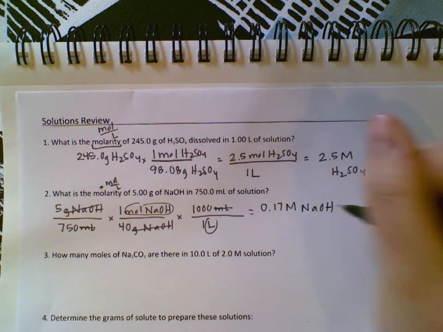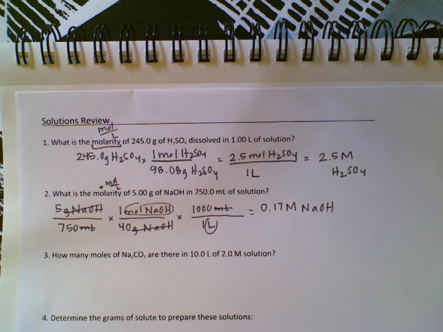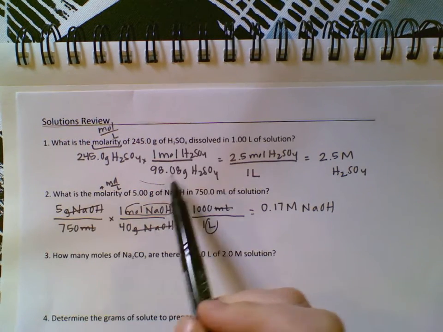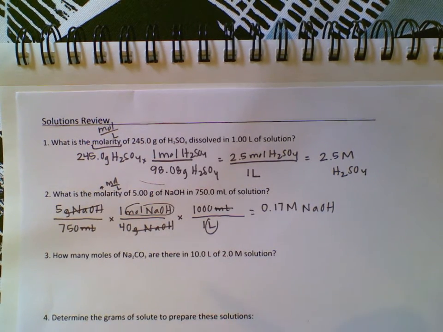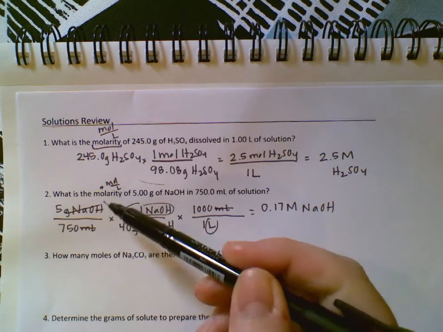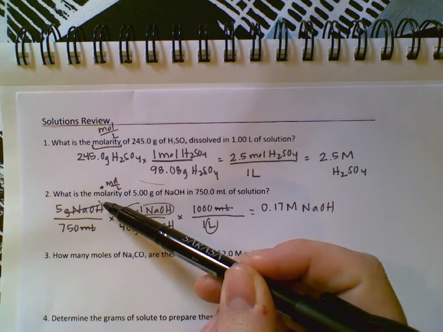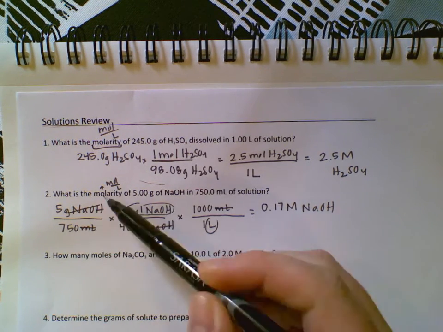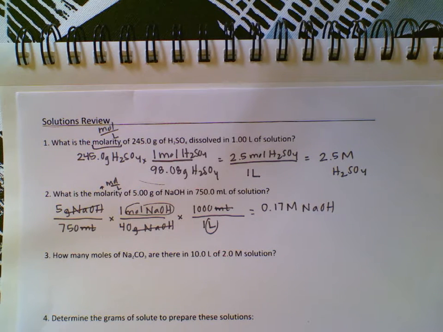NaOH. So you can see with these two problems, 1 and 2, there are 2 approaches to doing this. 1, find your moles first, then divide by the volume in liters. Or 2, you can set up your ratio right away, and then convert to moles and convert to liters. It's a personal preference for you as you go through these.